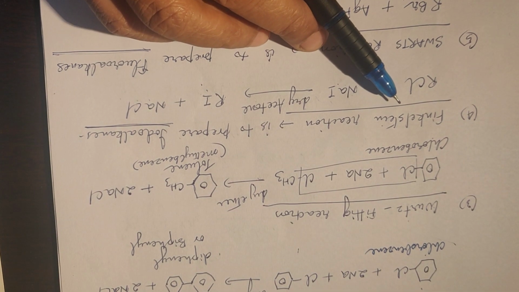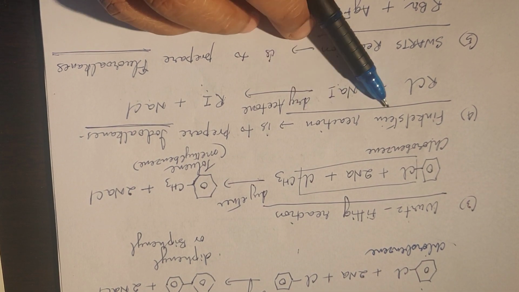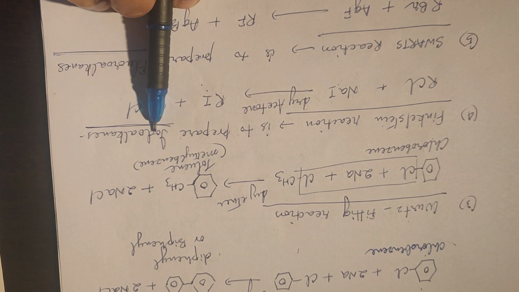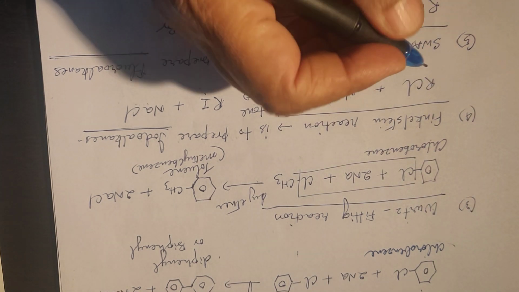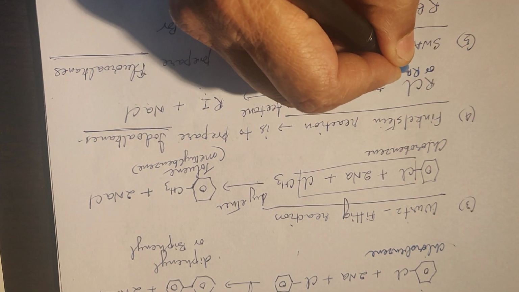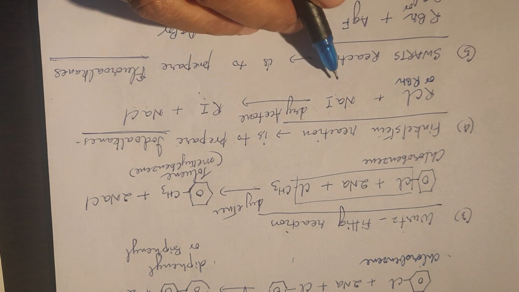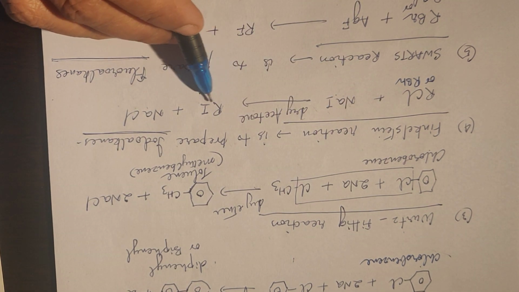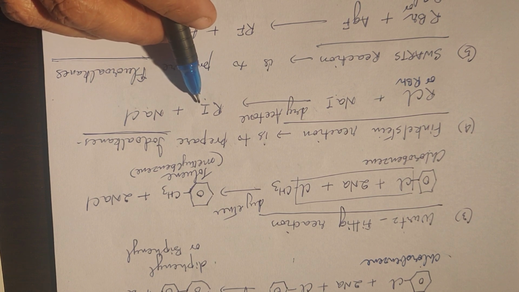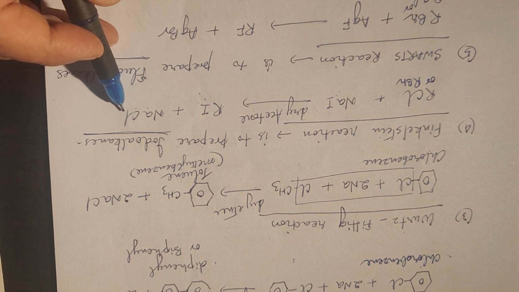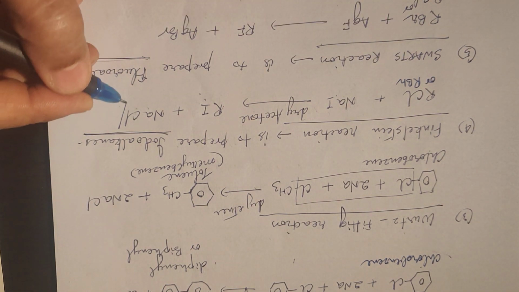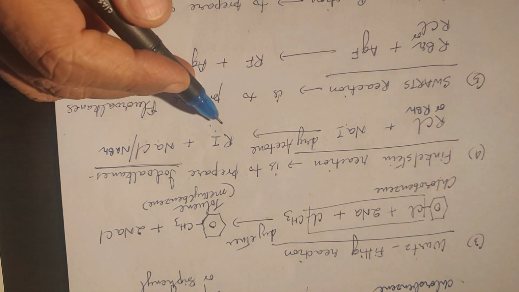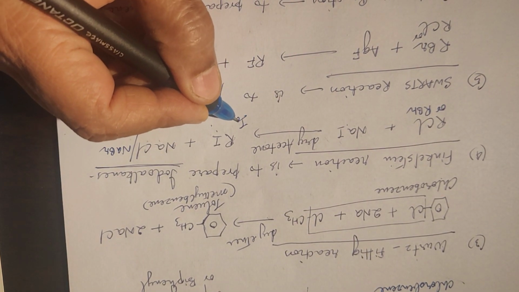Now let's see what is Finkelstein reaction. Finkelstein reaction is to prepare iodoalkanes. Now you take either RCl or RBr and you treat it with sodium iodide in the presence of dry acetone, you will get the corresponding alkyl iodide and NaCl. If it is RBr, you will get NaBr. So you get iodoalkane.